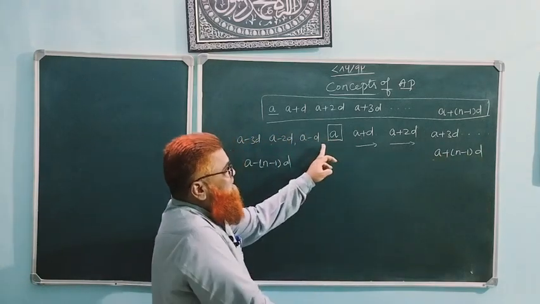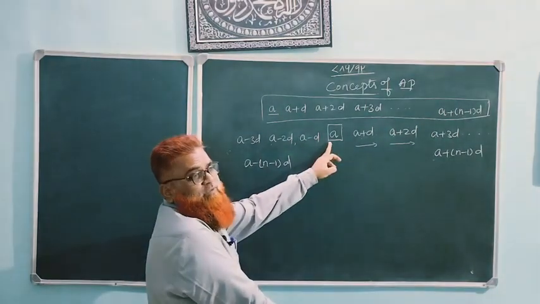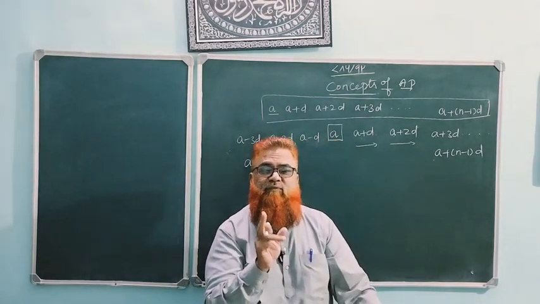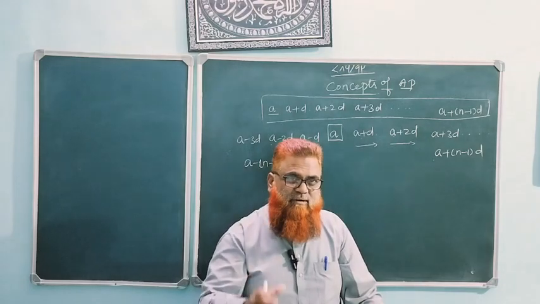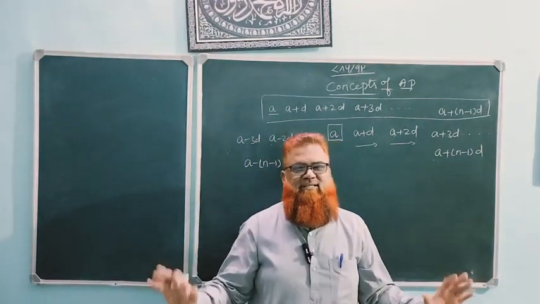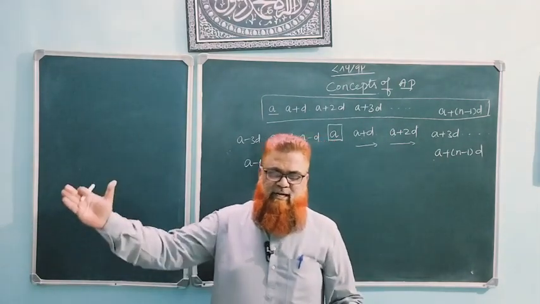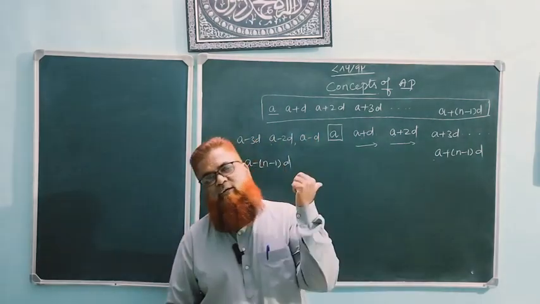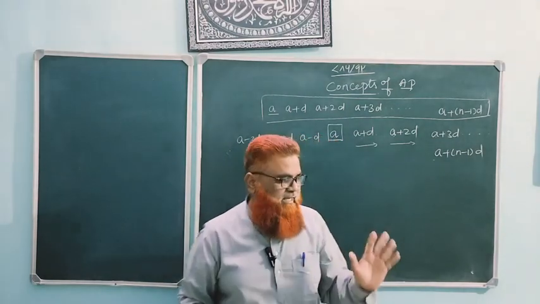Then what is the preceding term of A? A is not only the first beginning term. It is only for our convenience that we say A is the first term. A is unique in the AP because it does not have any difference at all. It is the single unique term. When you proceed to the right, it goes on adding plus D. When you proceed to the left, it goes on adding minus D.